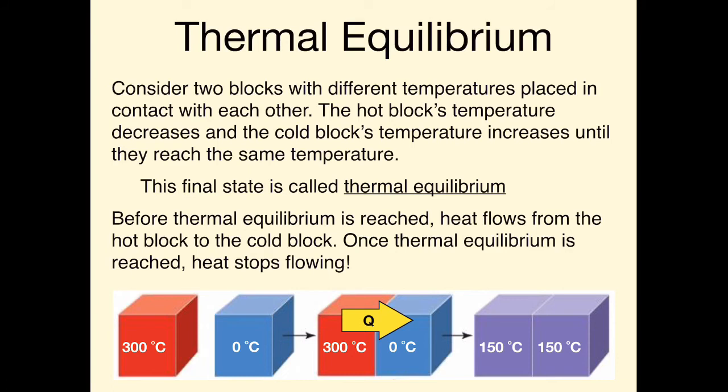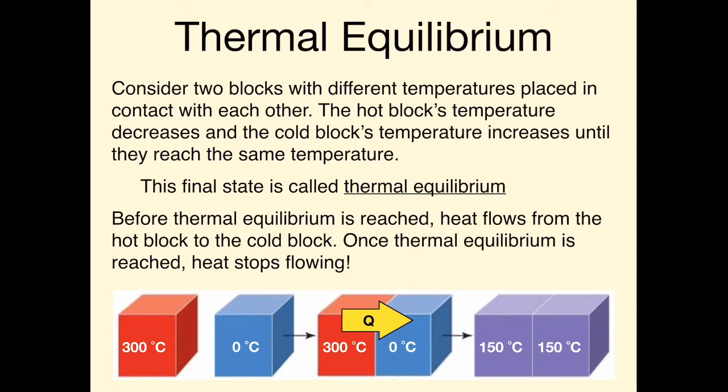So there are a lot of different ways this could happen, depending on the size of each block and what each block is made out of. But one possibility is that the final temperature that they both reach is 150 degrees Celsius. So we'll use that in our example. So that final state that the blocks reach once they are at the same temperature is called thermal equilibrium. We say they're in thermal equilibrium once they reach the same temperature. They're not in thermal equilibrium before that.